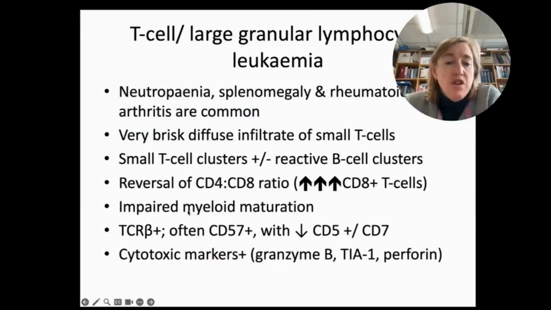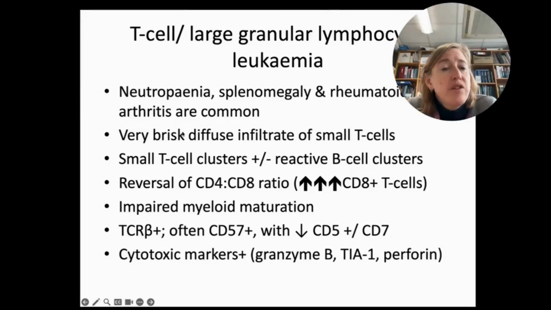Okay, so moving on to other things that, again, straddle this sort of solid liquid phase. T-cell large granular lymphocytic leukemia. It's quite uncommon, but you see it particularly in elderly males who tend to have neutropenia, splenomegaly, and features of rheumatoid arthritis. You get a very brisk infiltrate of small T cells in the bone marrow, usually, sometimes in clusters, and sometimes associated with B cells as well.